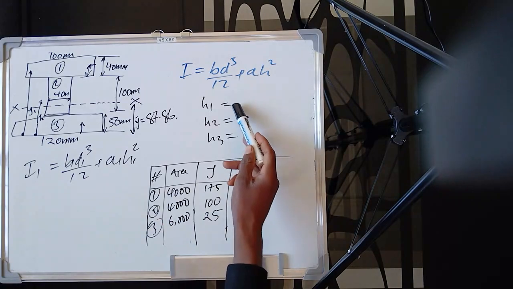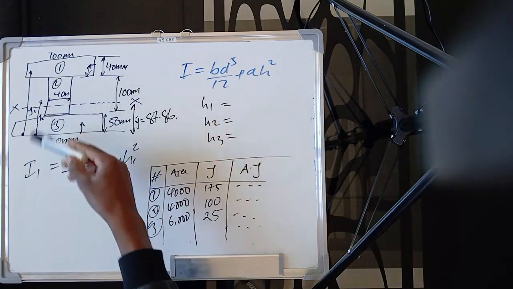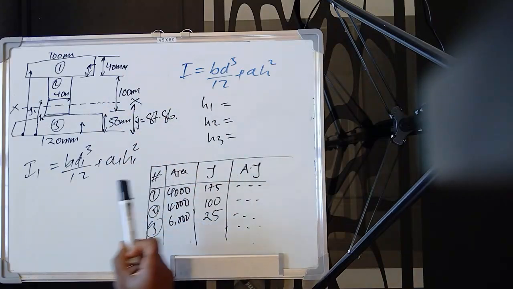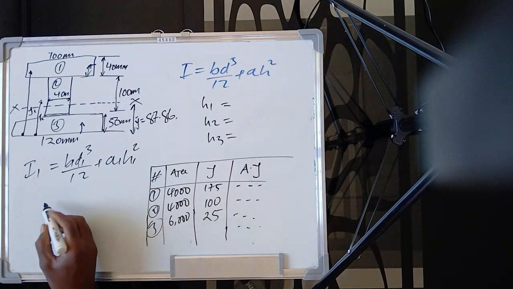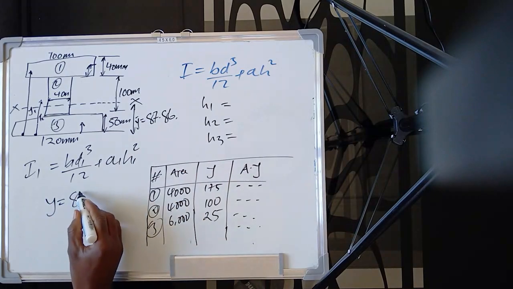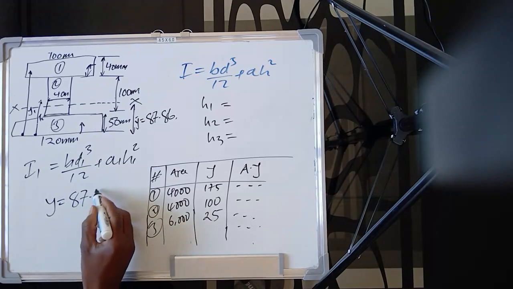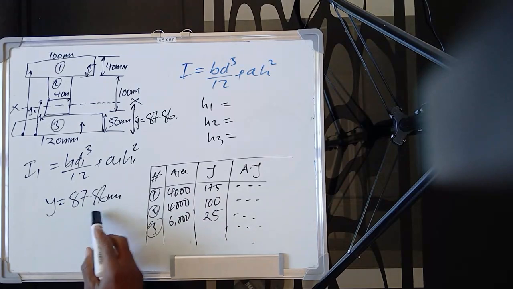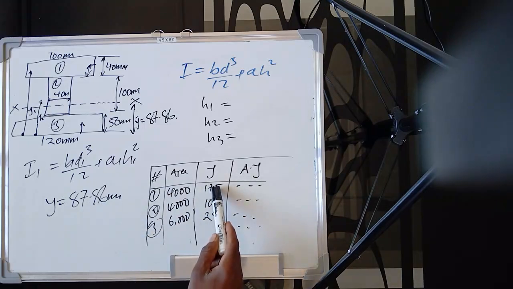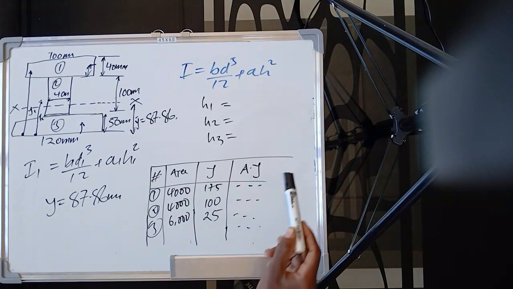For you to find the H1, it's not even important to refer to your table, as long as you found your neutral axis correctly, and we said our neutral axis was 87.86 millimeters. As long as this one is correct and that one is correct, for you to find the H1, you just have to subtract this from this. It will give you H1.